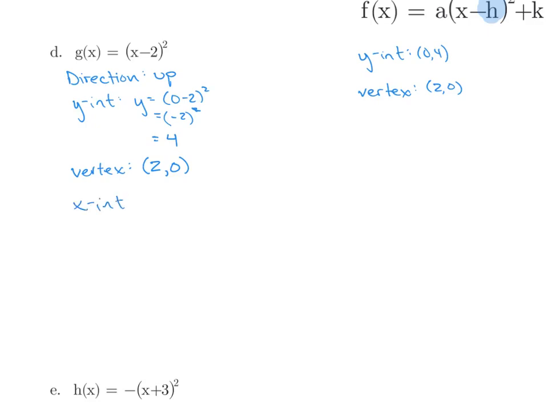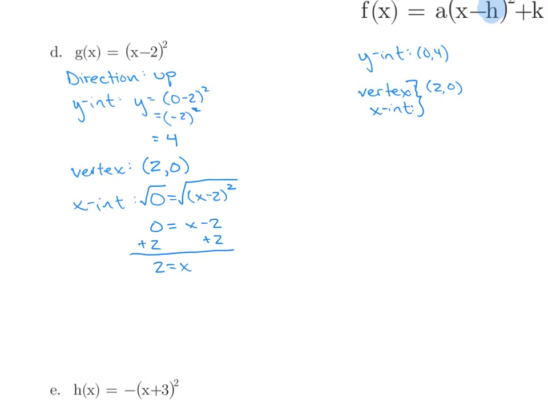So the x-intercept, I'm going to plug in 0 for y, and I want to solve using the square root property. So I'm going to take the square root of both sides. We do not need to include a plus and minus because plus 0 is the same thing as minus 0. So we get 0 equals x minus 2. I'm going to add 2 to both sides, and we get 2 equals x. So not only is this the vertex, it is the x-intercept.